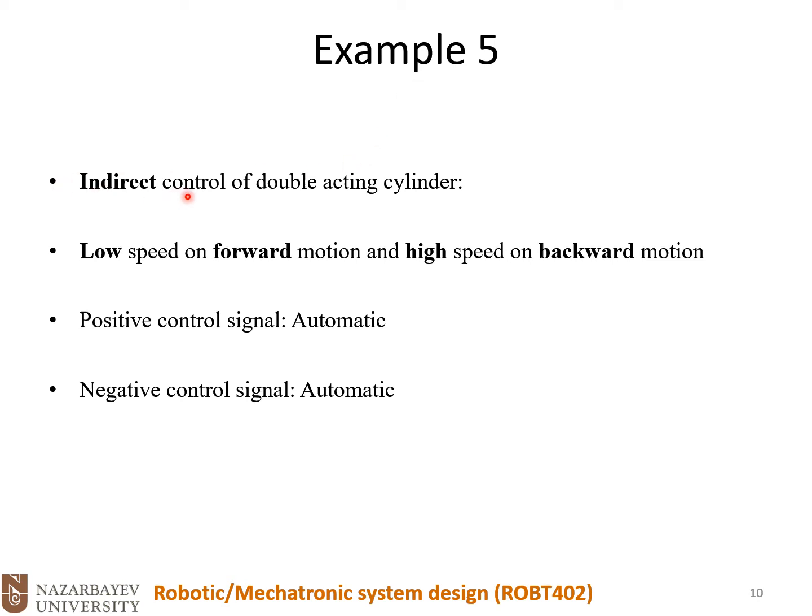We want to have an indirect control of a double acting cylinder. We want a low speed on forward motion and a high speed on backward motion. You see that we have a new requirement here that we didn't have in the directional valve lecture. The positive control signal is automatic and the negative control signal is automatic. You already made this part of the circuit in previous homeworks. We will add this new feature to our circuit.